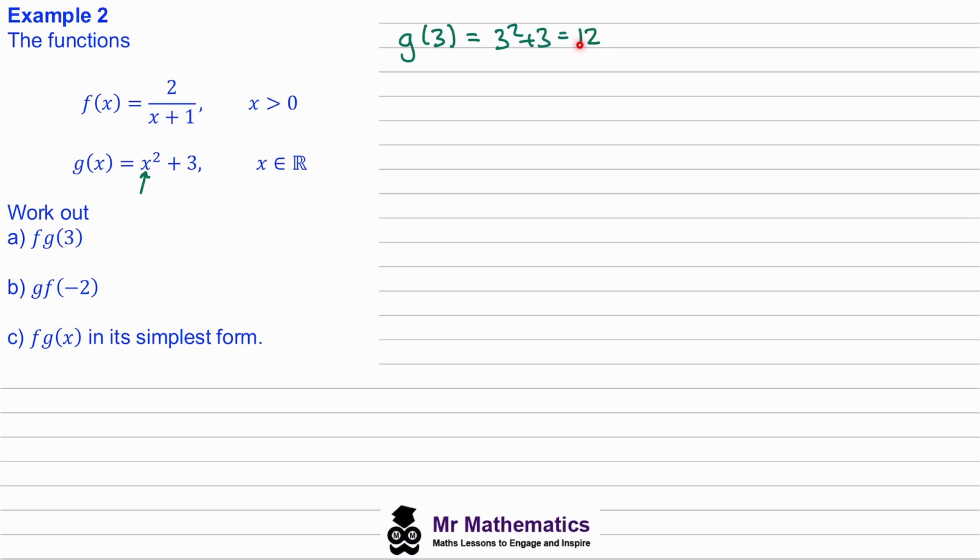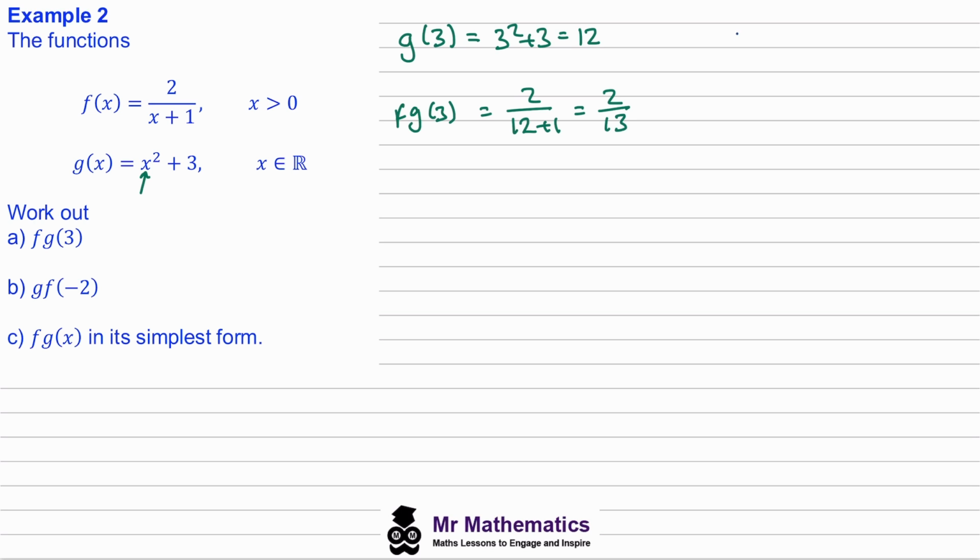And then we substitute this 12 into f of x. So fg of 3, substituting that 12 into here, will give us 2 over the 12 plus 1, which is 2/13. Do you want to have a go with question B?